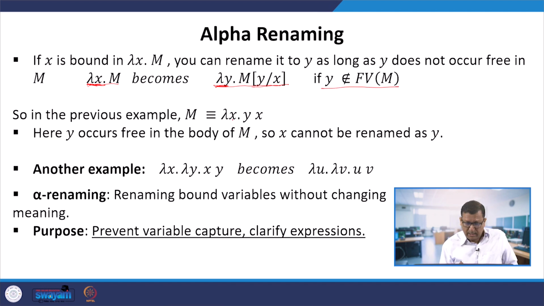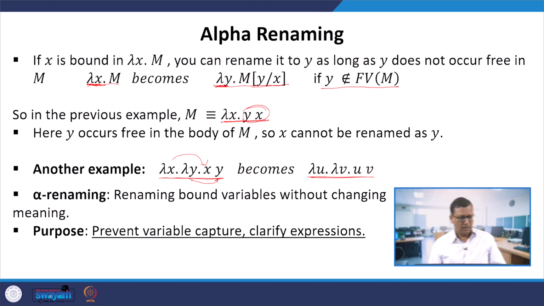So in the previous example, we were trying to replace x with y, but y is a free variable here, so we cannot do that. We cannot replace x with y, but we can replace x with z. In this example, lambda x dot lambda y dot xy, here we can change y to say some v and x to u, and it will be the same thing. So this is alpha renaming. The idea about alpha renaming is to prevent variable capture and clarify expressions.